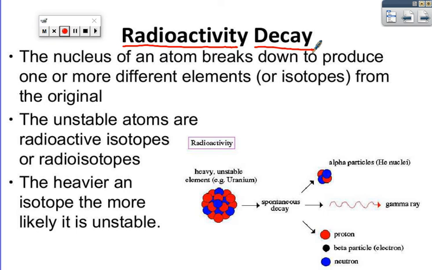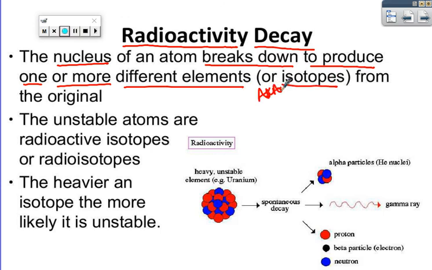So what happens in a radioactive decay is the nucleus breaks down to produce one or more different elements or isotopes. Isotopes are the ones that we talked about earlier in the semester that have a varying mass than what you would expect. The number of neutrons varies from the original atom. If an atom is losing neutrons, it becomes unstable, and unstable atoms are radioactive. So we call them radioactive isotopes or radioisotopes, which means the same thing.